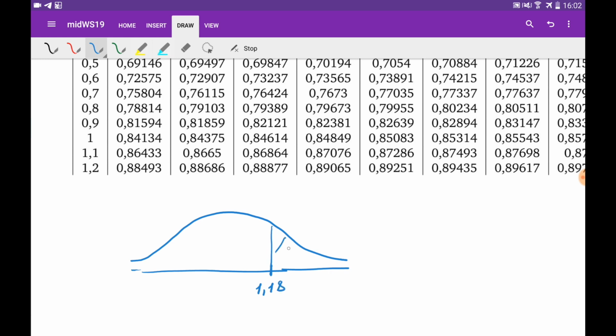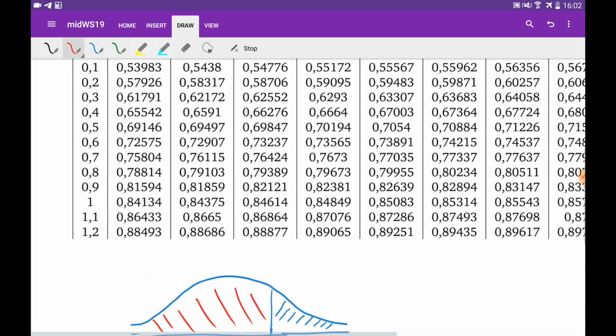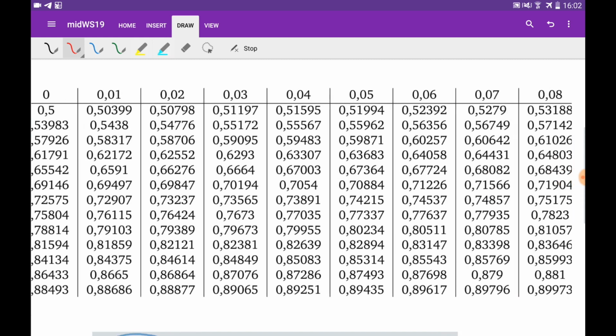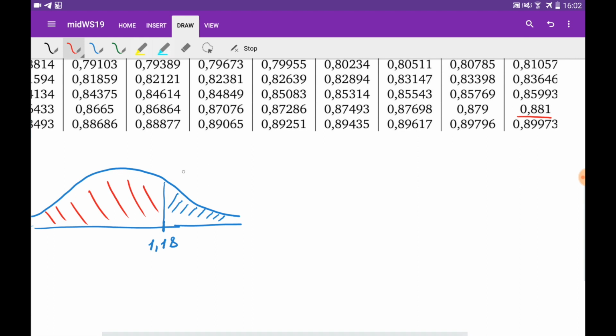We need to find the probability that the z is more than this, right? Basically, we need to find this area. While this table is going to give us the area until this point, which is measured from here, right? So first of all, let's find this area, the cumulative area until this point. So I need to find 1.1 and 0.8, which is going to be 0.881.